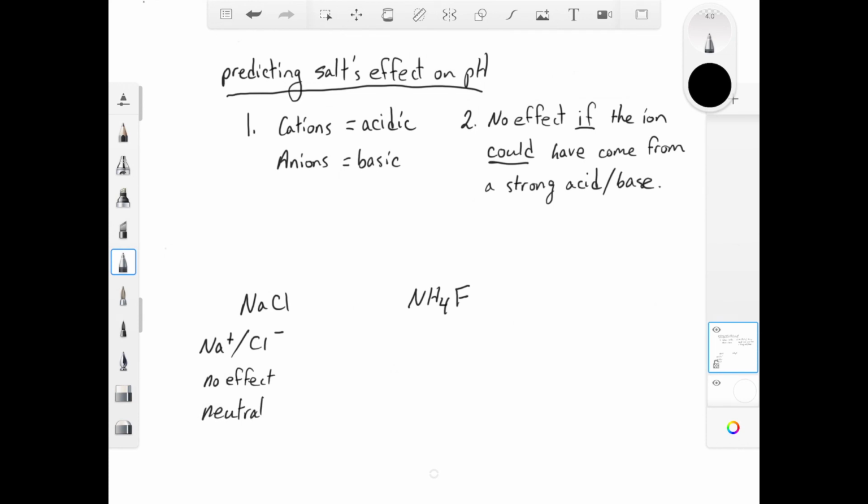With NH4F, you have NH4 plus ions and F minus ions. If you follow the rules above, you'll find that one component is acidic, one is basic, and that means it's a little bit harder to decide whether or not the final solution will be acidic or basic. And to determine this, you have to look at the relative strength of NH4 plus as an acid and the relative strength of F minus as a base, which would involve finding their Ka and Kb values.